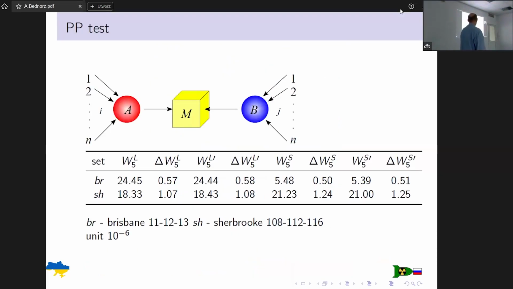Now the most recent one is to reverse this idea of measure and measure. So we call it prepare and prepare. You prepare 2 independent qubits, and each one sends its qubit to a referee, which is M in the middle. And again, depending on these preparations, the referee does not make any choice, it just measures. But again, you can get this 5x5 matrix. And here are 2 examples of Brisbane and Sherbrooke.